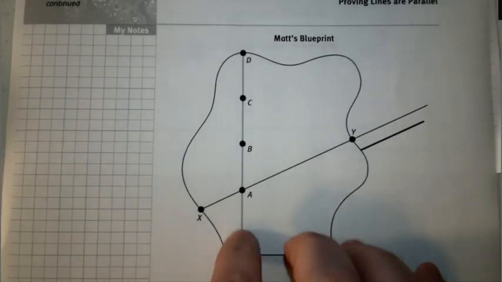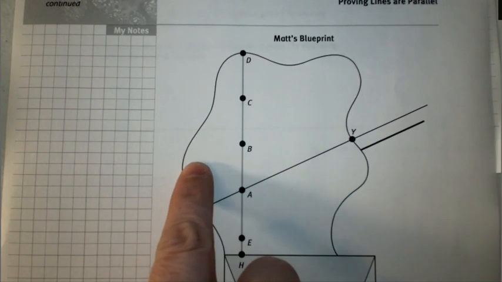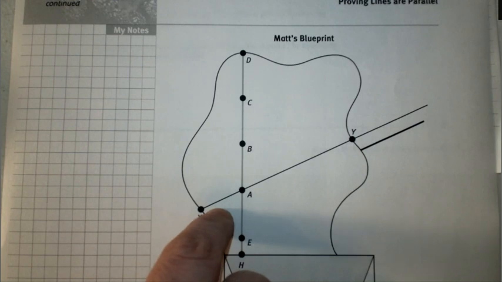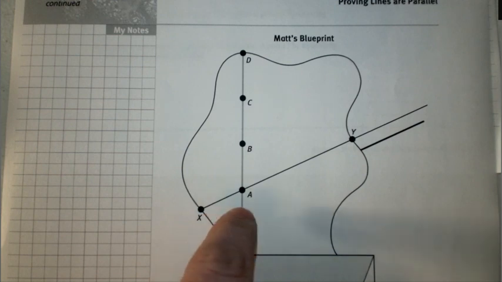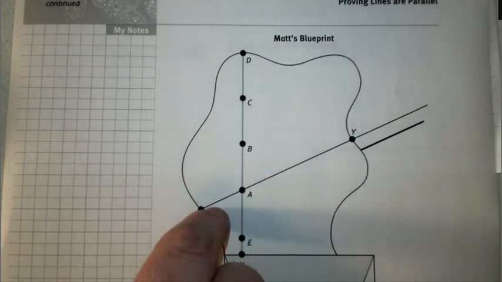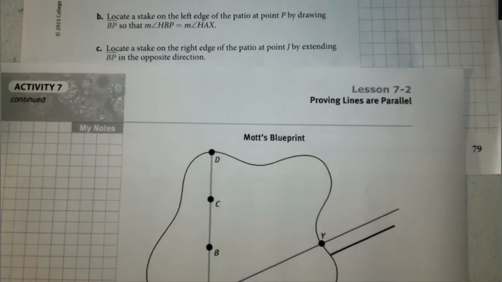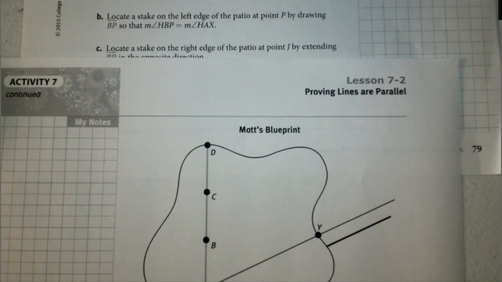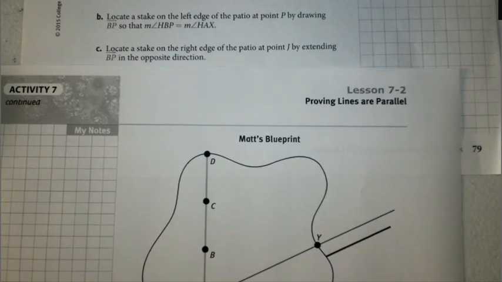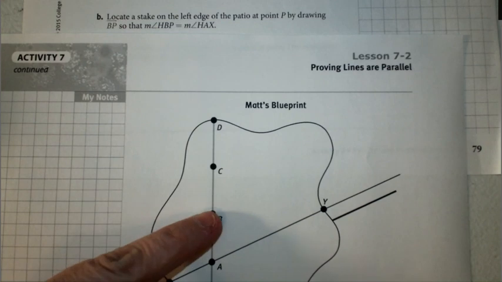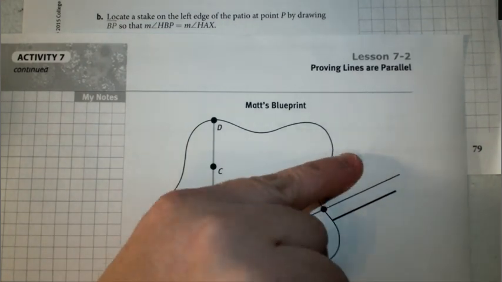So they want you to draw an angle that's going to extend this direction, but it wants to be the same measure as HAX. So the one that goes up to B has to be the same measure. And then it says locate the right edge at point J by extending BP in the opposite direction. So you're going to draw P, but then you're going to turn around and extend it out to this direction over here.